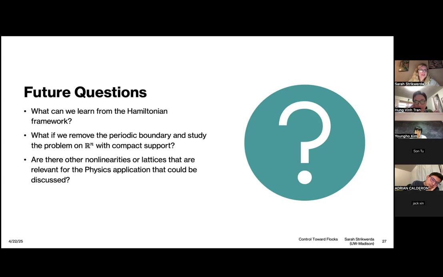And then another thing that we could think about is here. When we looked at this nonlinearity, we noticed that the square root of alpha over beta made it go away. But with any nonlinearity, if it has some zeros, we could potentially do a similar process and think through how we can control it and drive that system towards flocks. So that could be another thing that we could look at for different physics applications as well.